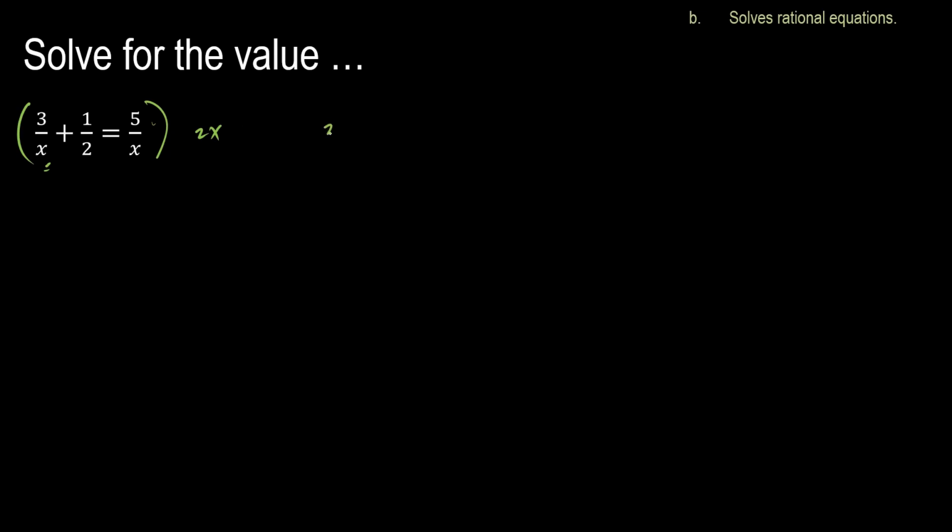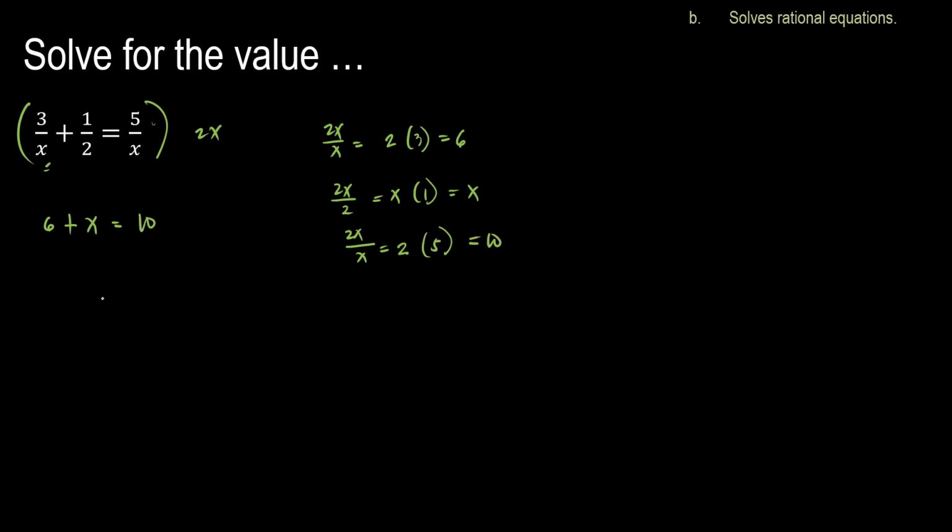Then, starting with the first term, 2x divided by x, the answer is 2. Then 2 times the numerator, which is 3, is equal to 6. So this one is 6 plus 2x divided by 2, the answer is x, times 1, the answer is x. And then 2x divided by x, the answer is 2, times 5. I already took the product first. Times 5, the answer is 10. So this is 10. And then x is equal to 10 minus 6. x is equal to 4. Okay, so this is the easiest way. Let's remove the denominator first and then simplify.